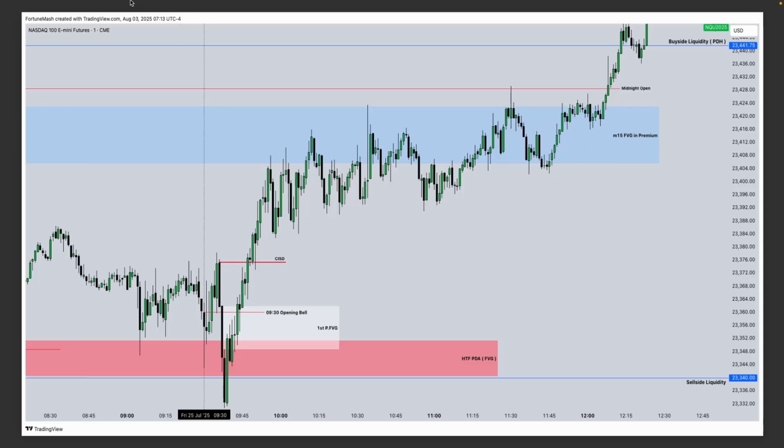Remember what I said? This is where we take partials because price could reject from it and continue lower, and anything can happen. If you want to sell, we want to sell in premium, and if we want to buy, we want to buy in discount. So in this case, we have an FVG in premium, and price just spent a lot of time in it. This is why it is important to have a partial.